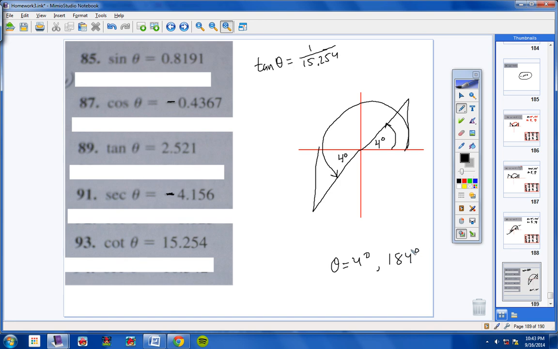I'm going to check that. Actually, if I take the cotangent of these answers right here, 4 and 184, I should get 15.254. So let's see. I'm going to take the tangent of 4 degrees, hit enter, and then flip it. And I'm getting, yes, very close to 15.25. So yes, we're good. And then tangent of 184, enter, and then flip that, and I'm getting the same thing, very close to 15. So we're right, so that's good. Okay, moving on to the last three.